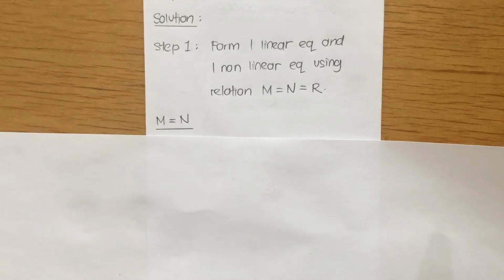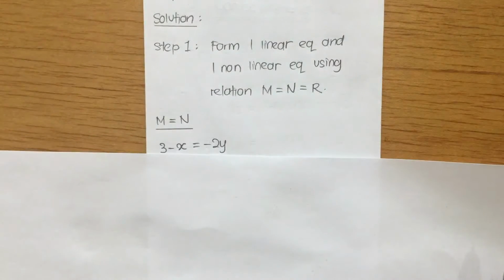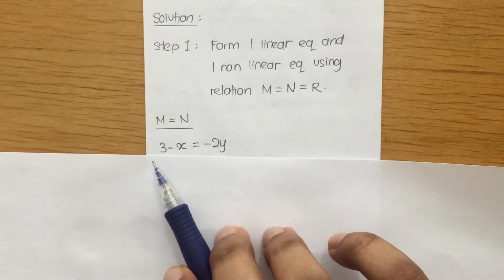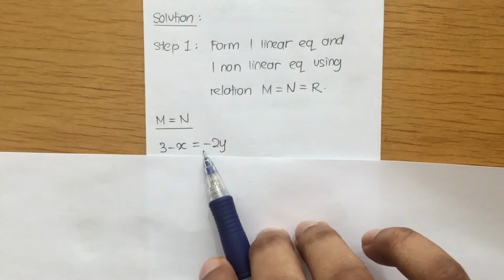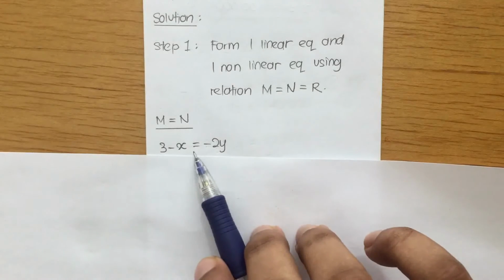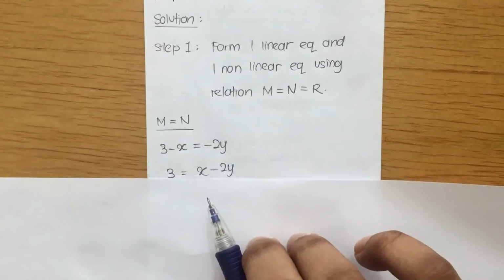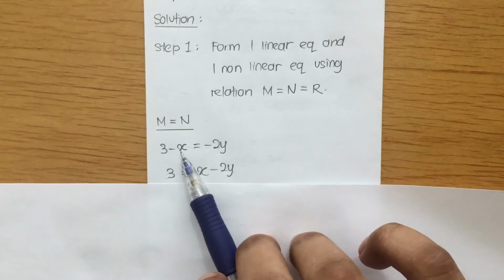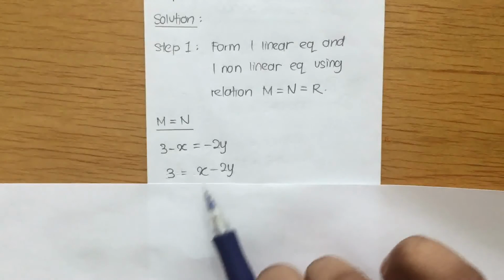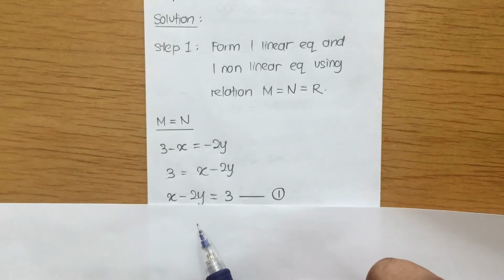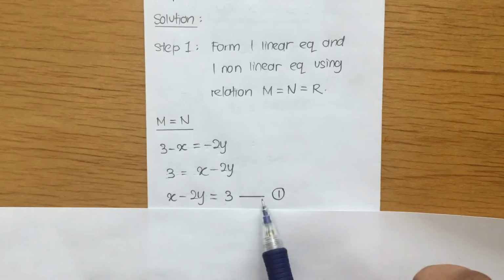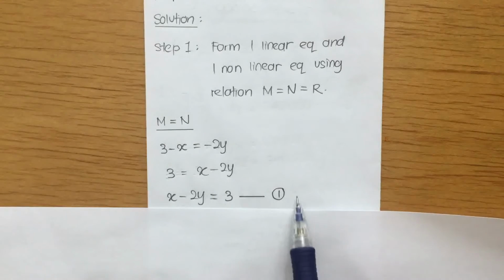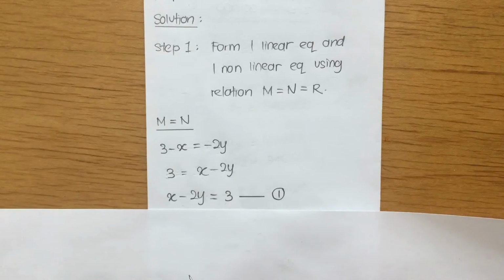We're going to start from m equals n. Given in the question, m is 3 minus x and n is negative 2y. So 3 minus x equals negative 2y. From here you get 3 equals x minus 2y. This negative x from the left hand side, you move it over to the right hand side, it becomes positive x. So from here, x minus 2y is equal to 3. This will be our first equation. We have already formed our one linear equation over here. So the only thing left we need to form is one non-linear equation. Let us continue.